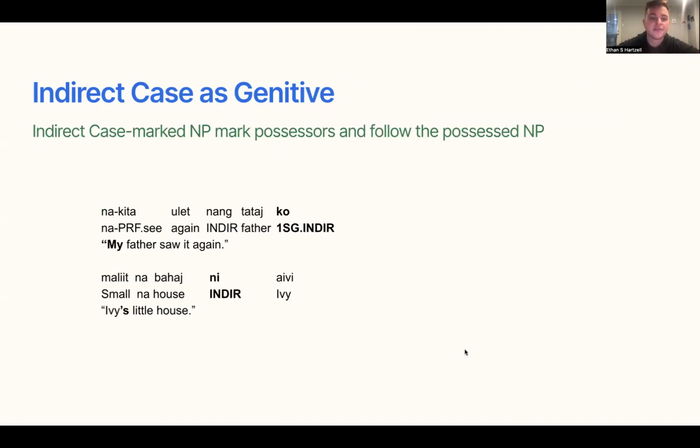Indirect case as genitive. So indirect case can follow a noun phrase introducing a possessor. For example, nakita ulit ng tatay ko. Tatay ko is my father. And maliit na bahay ni Ivy is Ivy's little house. So Ivy is the possessor, and Ivy is marked with indirect case.